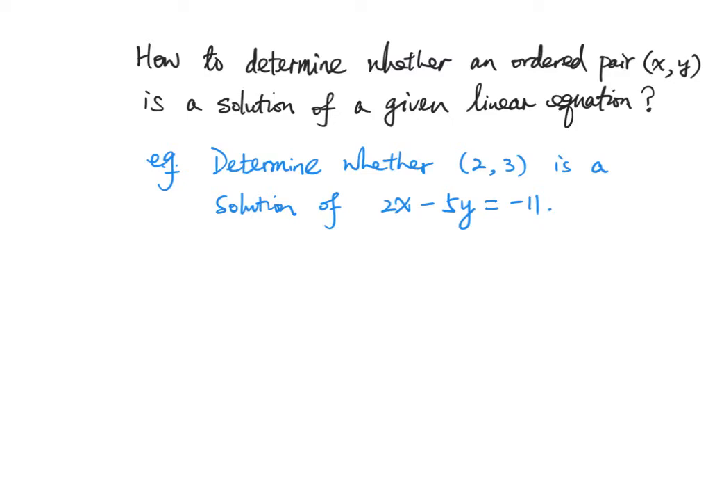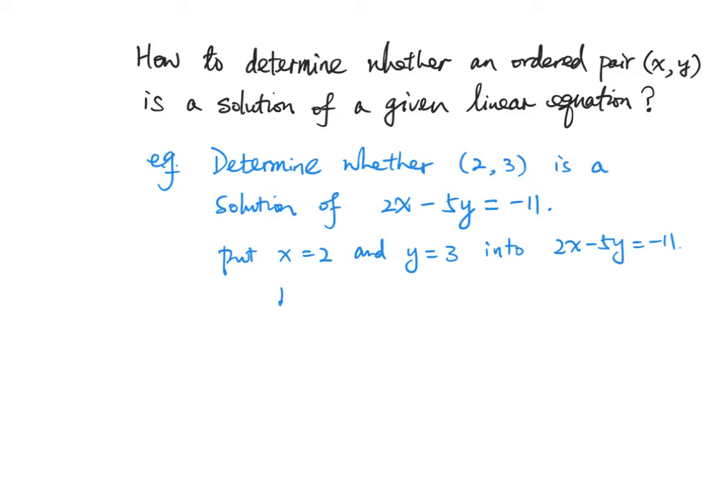Okay, so how to do that? We can do it in the following way. First of all, we put x equal to 2 and y equal to 3 into the equation 2x minus 5y equal to negative 11.